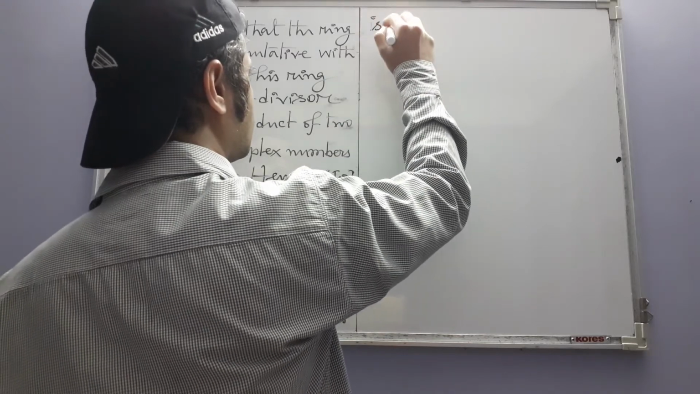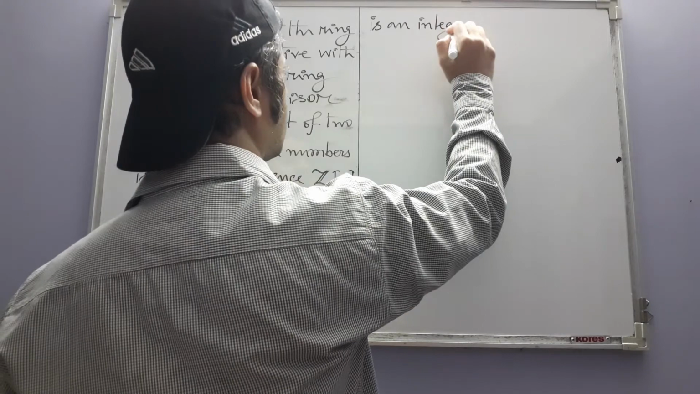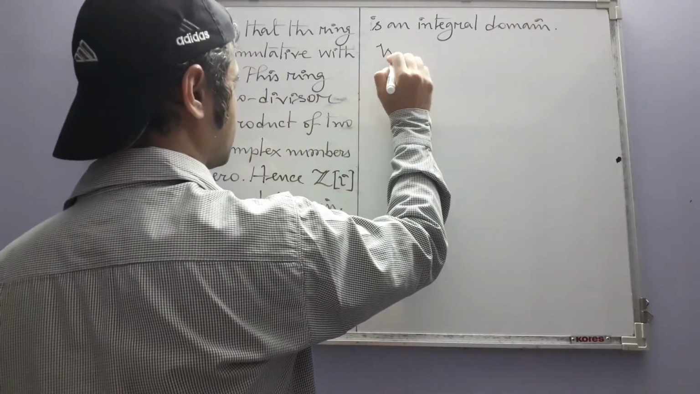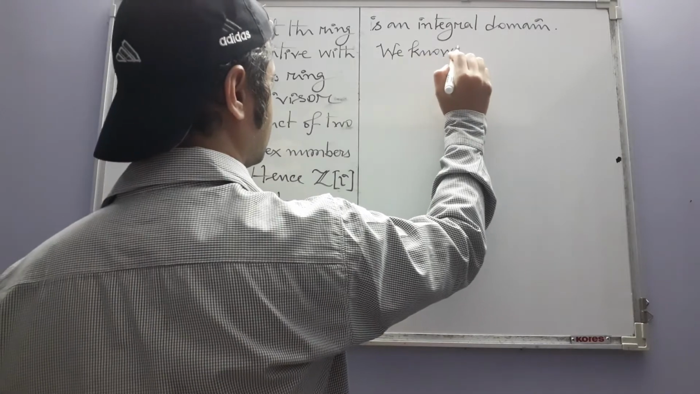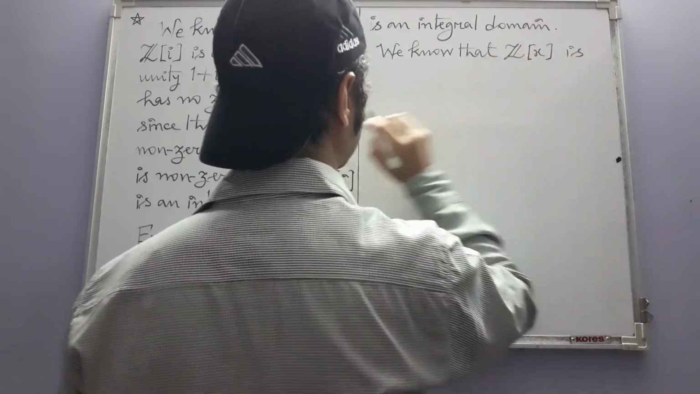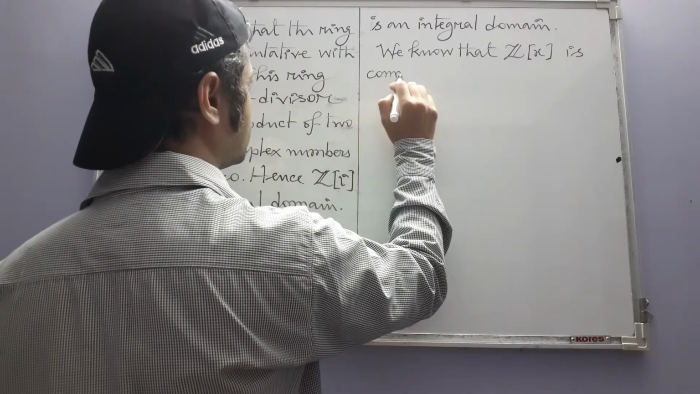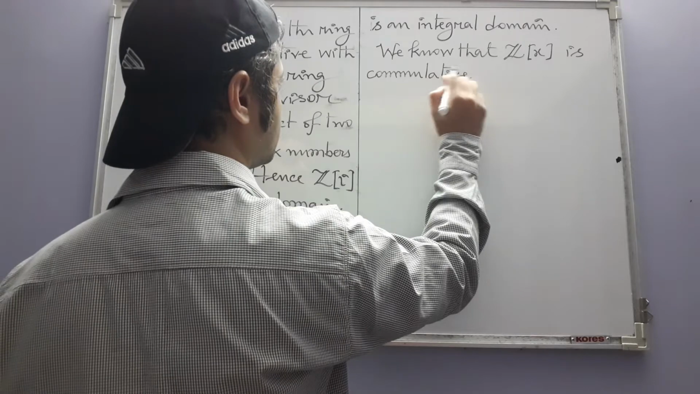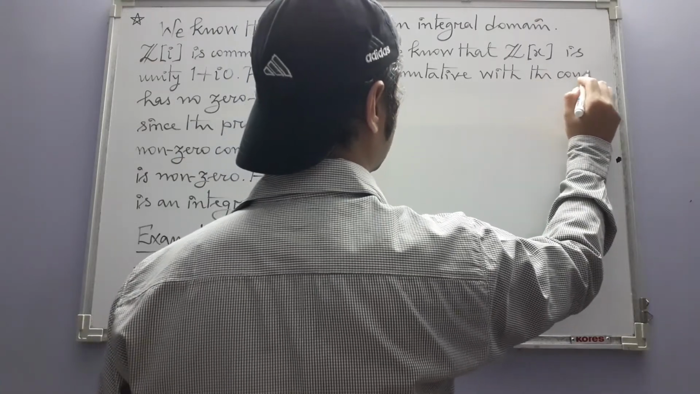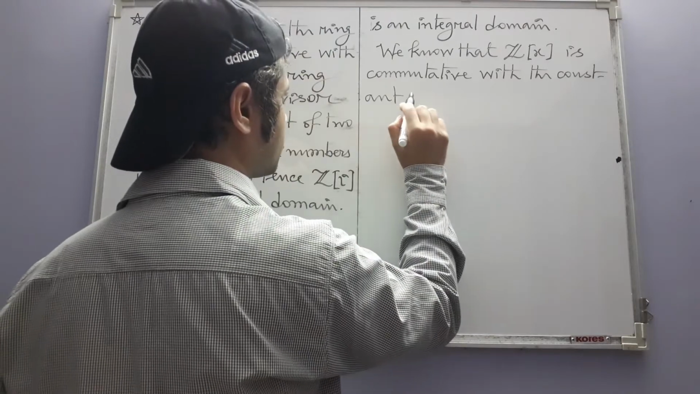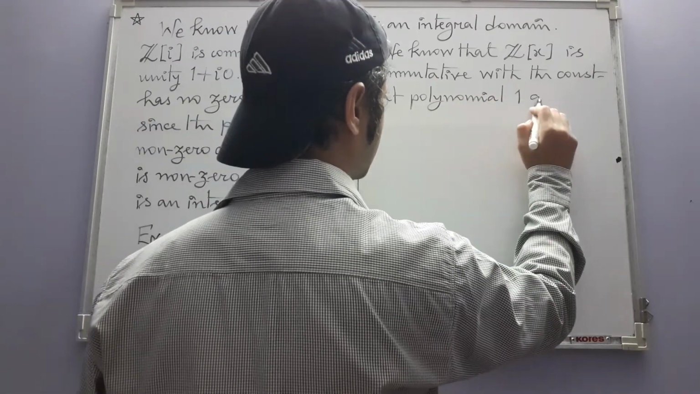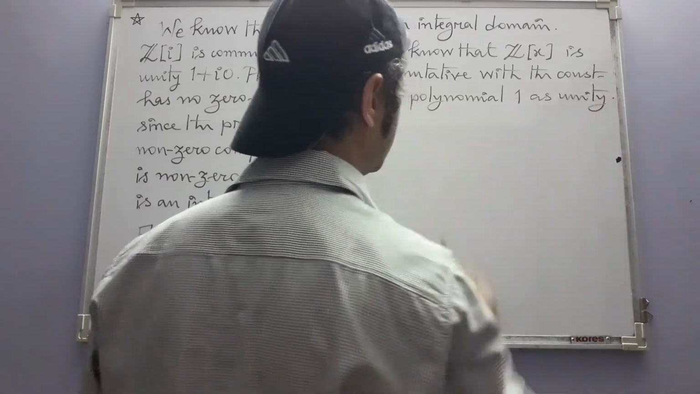Is an integral domain. We know that this ring, like the ones before it, is commutative, with the constant polynomial 1 as unity.